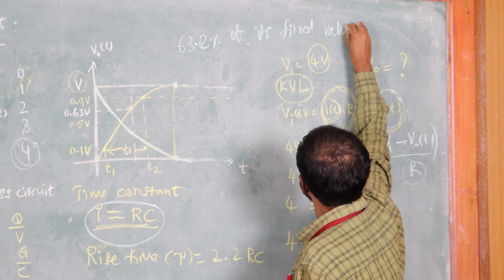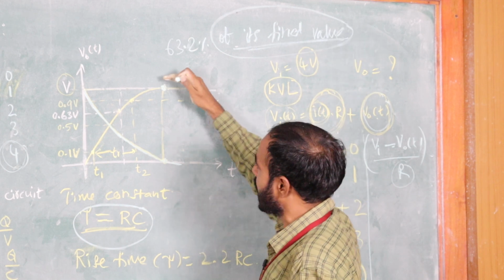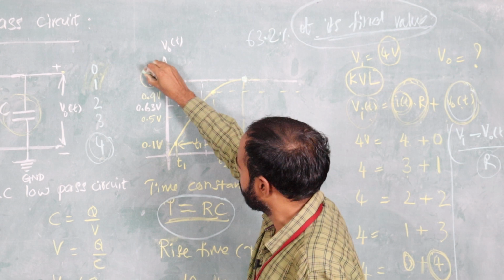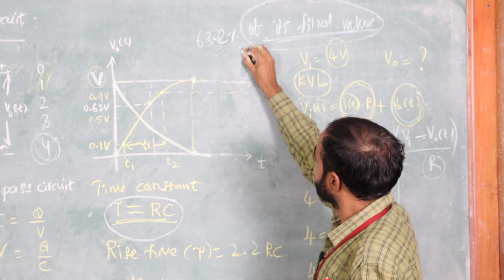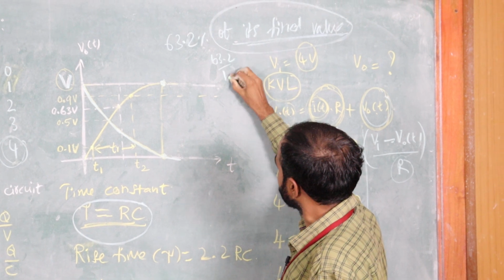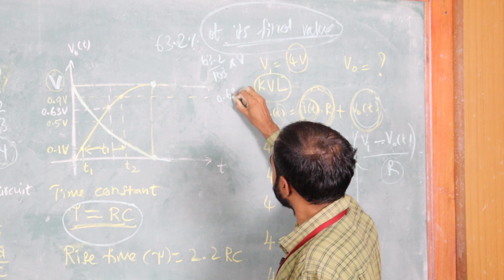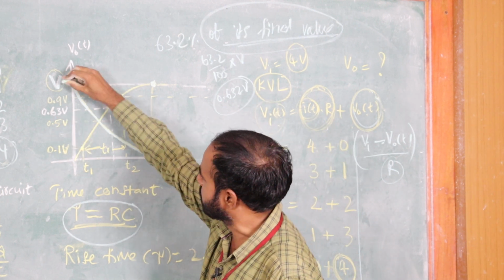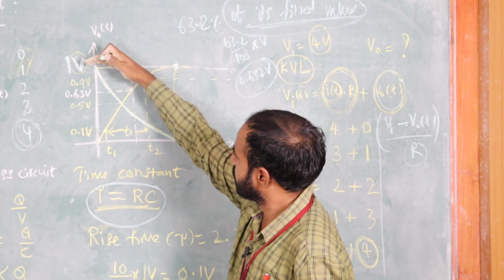Its final value means the amplitude of the input signal. For example, if V volts is the amplitude of the input signal, 63.2% of V means 63.2 by 100 into V. So you will get 0.632 V.